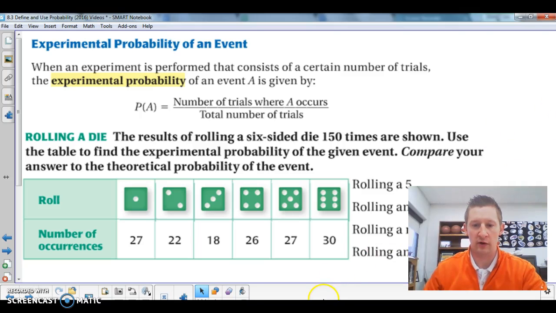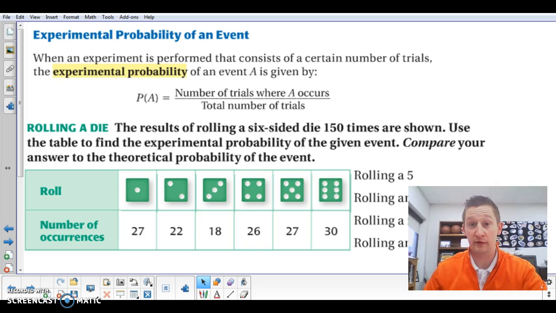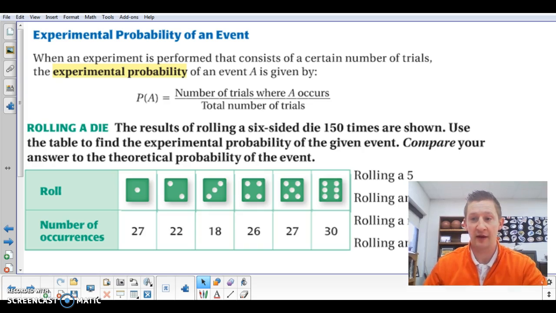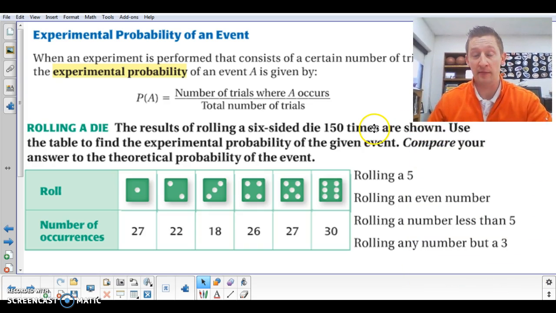All right, in this video, we're going to look at one final thing for lesson 3 as we define and use probability, and that is the idea of experimental probability. Most of the stuff when we work with probability, we think about it in terms of the theoretical probability, in that theoretically, if you flip a coin, you have a 1 in 2 probability of getting heads, or a 1 in 2 probability of getting tails.